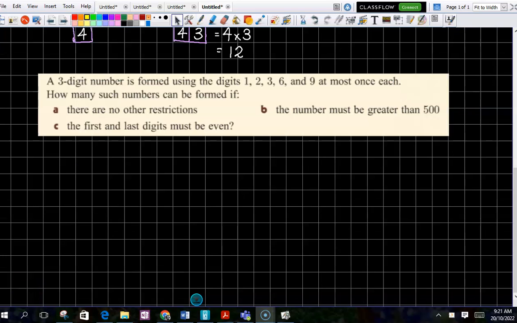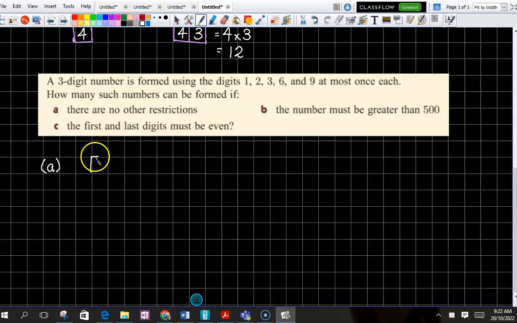Okay, so we're going off to an example, and now we're starting to put a couple of restrictions in there. We're going, well, we need this, or we have to have this, or whatever. So if we look at the first one, that's what we've just been doing. There are no restrictions. So we can go with our boxes. How many are we choosing? 3 digits. So we're going to have the 3 boxes. And there are no restrictions, so how many numbers have we got to choose from? So 5 times 4 times 3. Are we happy with that?